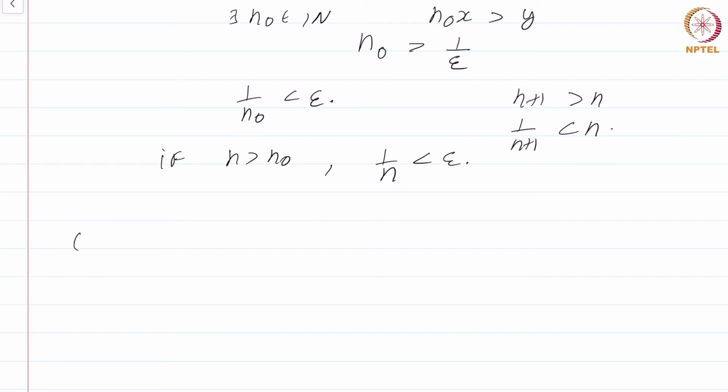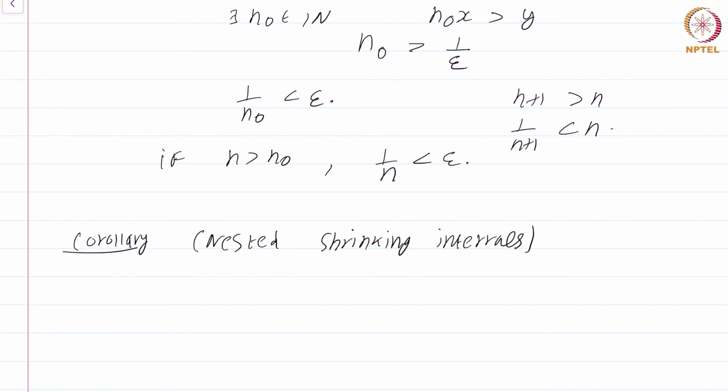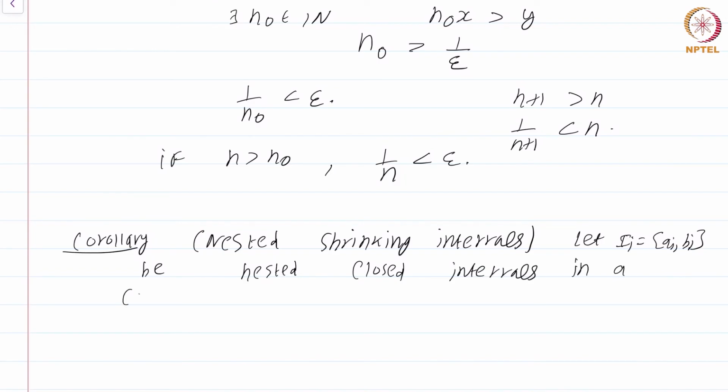Another corollary is we can improve the nested intervals theorem. This I call the nested shrinking intervals. What this says is the following. Let I_n, which is [a_n, b_n], be nested closed intervals as before. Let them be nested closed intervals in a complete ordered field F.